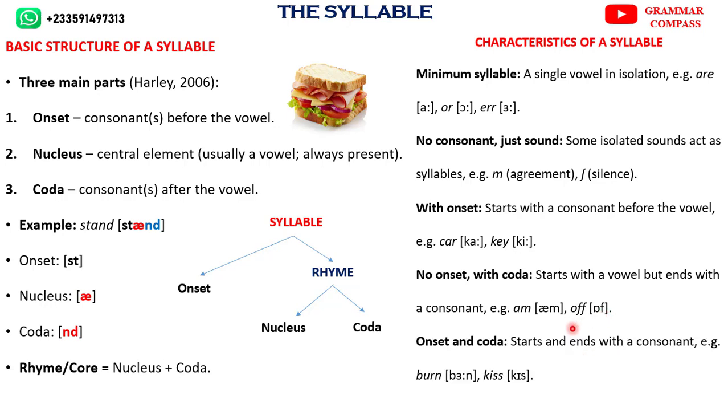You can also get a syllable with an onset and a coda. For example, burn. It has a consonant sound at the end and a consonant sound at the beginning. So burn has b as the onset, er as the nucleus, and n as the coda. Kiss also has k as the onset, i as the nucleus, and then s as the coda.